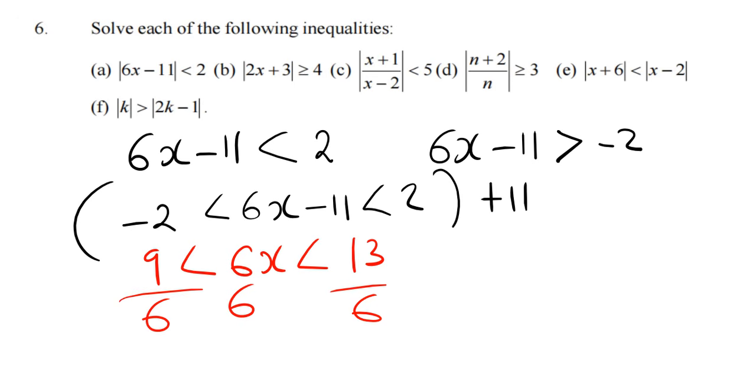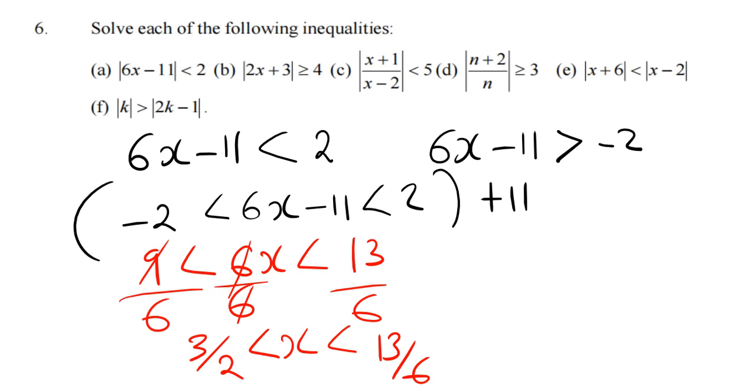throughout. So in this case, 3 into 9, that is a 3. 3 into 6, that is a 2. 6 into 6, that is a 1. So I'm going to remain with x there. Then 13 over 6. So basically that is my answer. However, you can also express it as 3 over 2.